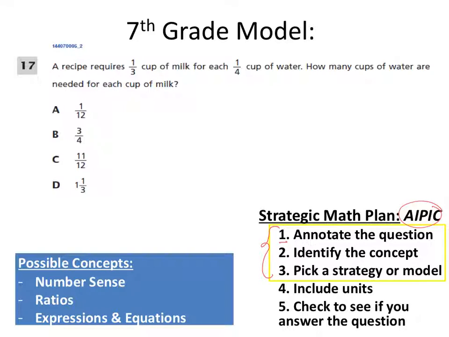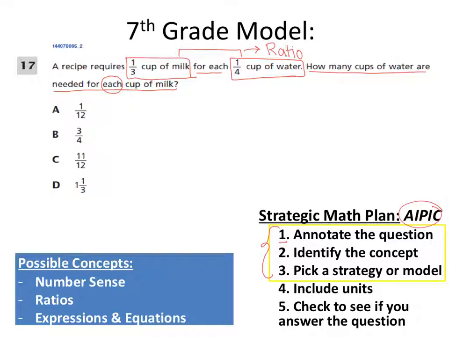A recipe requires 1/3 cup of milk for each 1/4 cup of water. How many cups of water are needed for each cup of milk? Okay, so immediately I see 1/3 cup of milk for each 1/4 cup of water. My question is, how many cups of water are needed for each, these keywords each, I want to make sure I circle and underline, cup of milk? The very first thing I'm noticing here is that 1/3 cup of milk for each, for every 1/4 cup of water, definitely reminds me of a ratio problem.